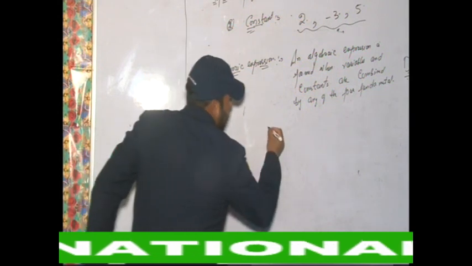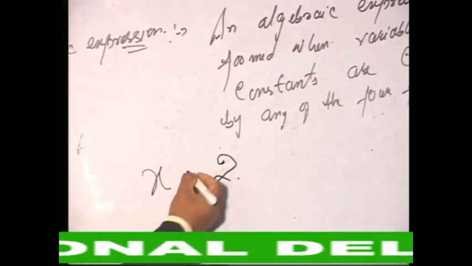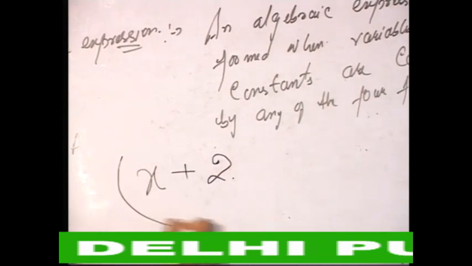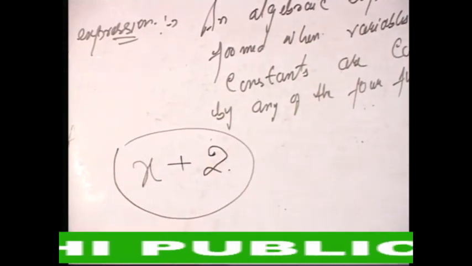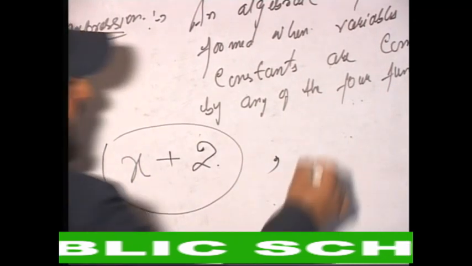For example, if x is the variable and 2 is the constant, suppose they are combined by addition, and we get an algebraic expression.